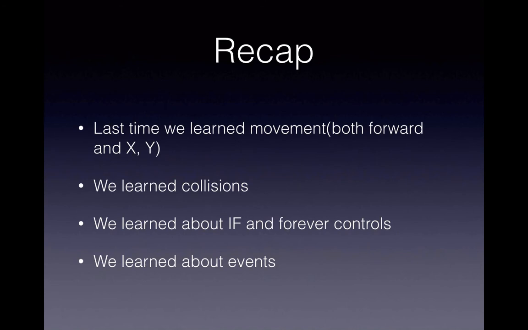If you remember, last time we made a simple Pong game. We learned about movement and how to make things move both on the X and Y plane, and moving forward in the direction of the object. We also learned about collisions, so what to do when two objects collide, and we did some choices based on if commands. So if commands take a condition, such as if touching sprite 1, then turn 90 degrees or turn 180 degrees. And we also learned about a forever control, which tells things to keep repeating as long as the program is running. And lastly, we learned about events, which tell us when to start and stop something.